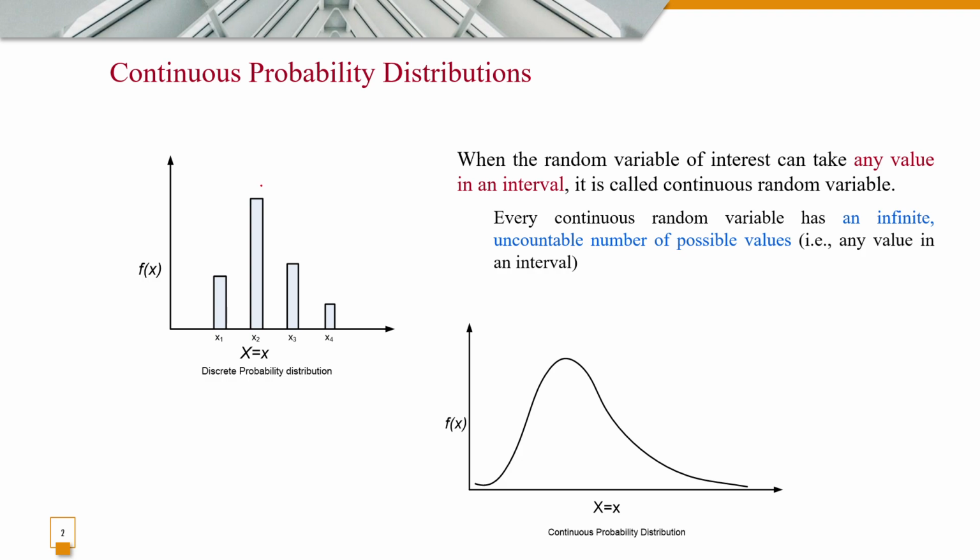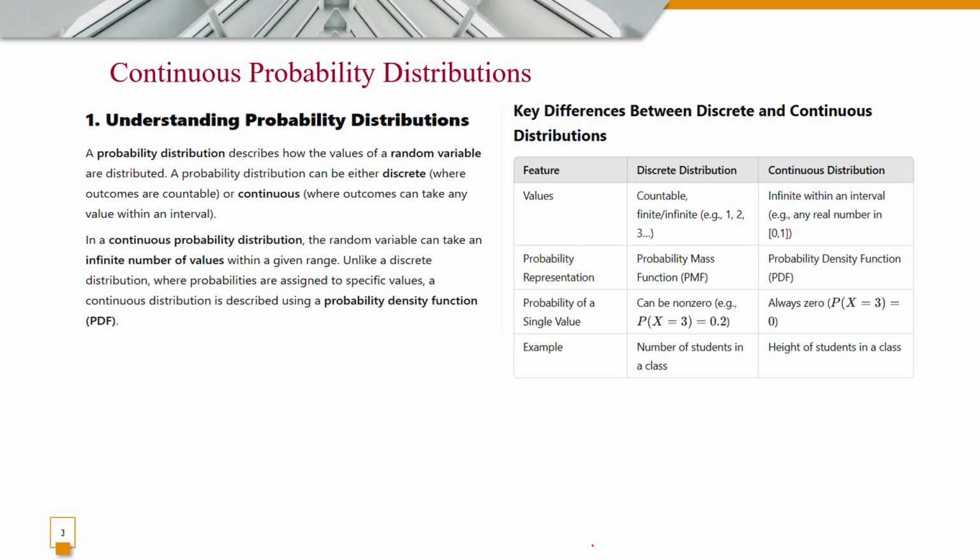So this is a graph for discrete probability distribution and continuous probability distribution. We are done discussing discrete probability distribution, so therefore we will proceed with continuous probability distribution. Understanding the probability distribution: a probability distribution describes how the values of the random variable are distributed. The probability distribution can either be discrete or continuous.